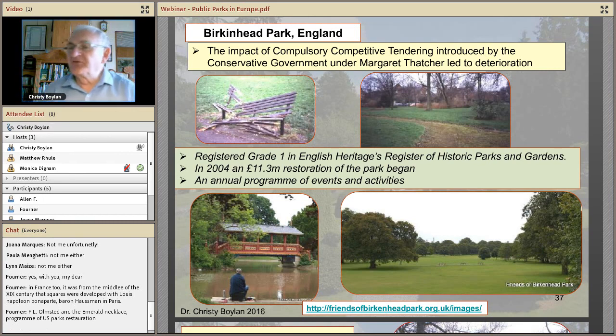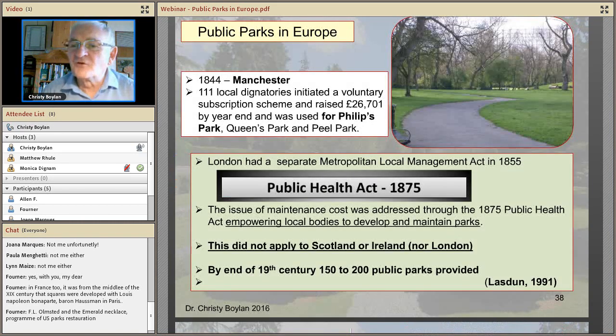And it was designed on the basis of the English landscape style, and I have to say that the English landscape style was influenced. Oh, sorry, Elizabeth, I see you've written a note. It was in the middle of the 19th century, the squares were developed with Louis Napoleon Bonaparte. Yes, Elizabeth, I will be coming to that too, indeed. I have some slides about that too. Thank you for that note.